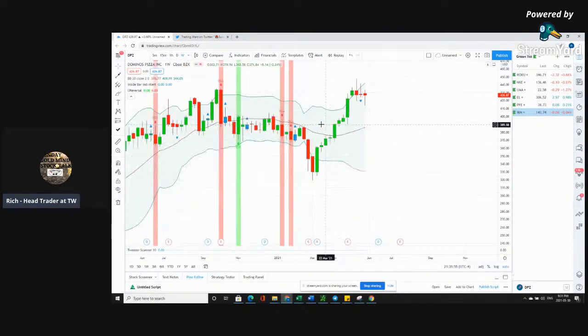DPZ. This outside bar short, wham. Actually, no, this one would have been a loser. This one is a winner. This one is a loser. So, okay, they're not all going to work, but look at them.